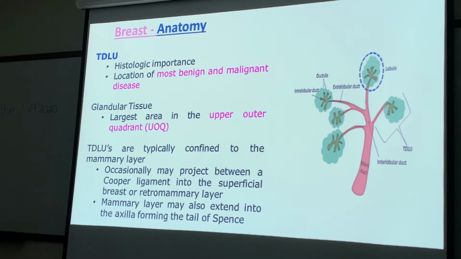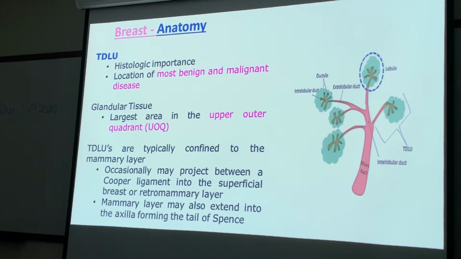Alright, so guys, I just have another illustration of the ducts right here. So here's the TDLU consisting of the lobule and the extralobular terminal duct. Okay, that is what a TDLU consists of. It looks like a tree, right? A palm tree. Okay, I can see that.